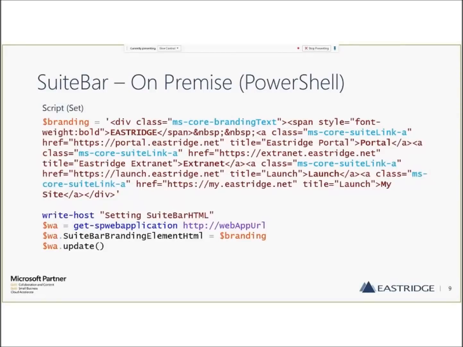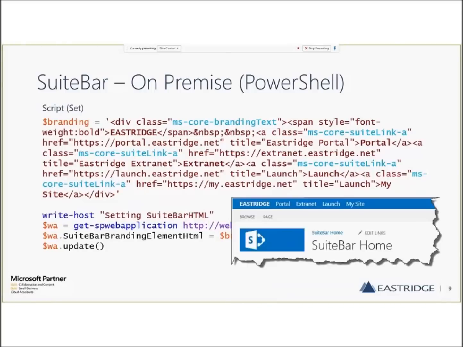In this PowerShell script, we're doing the same thing. We're getting the SP web application for the web app, and then we are setting the Suite Bar branding element HTML property to that branding variable, and then just calling update. And the result is a nice series of links to our Eastridge resources: Eastridge, Portal, Extranet, Launch, and My Site.